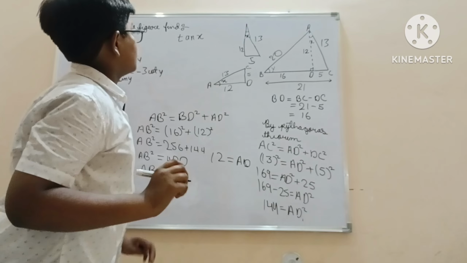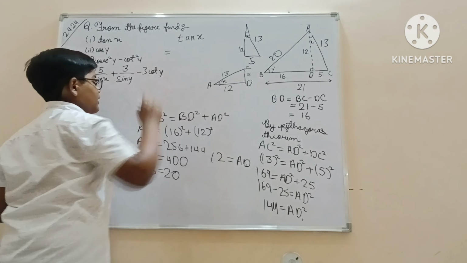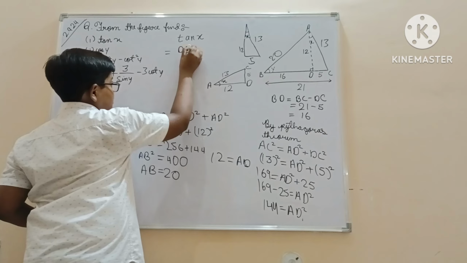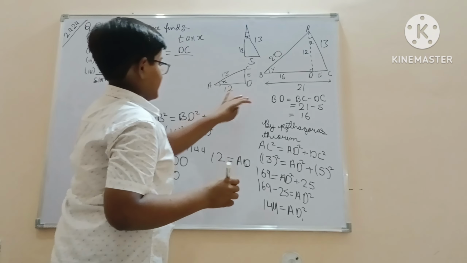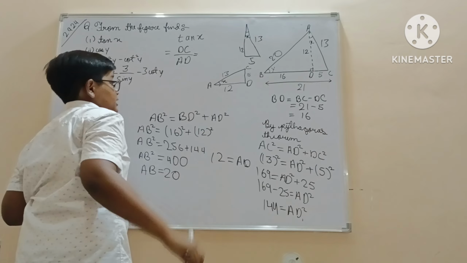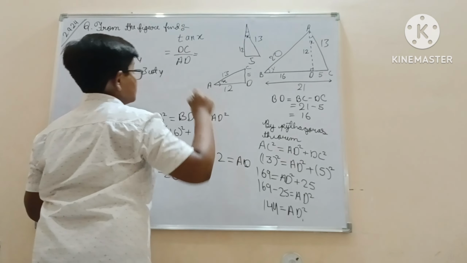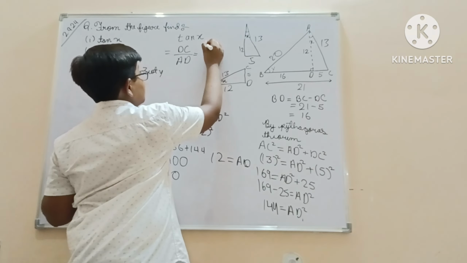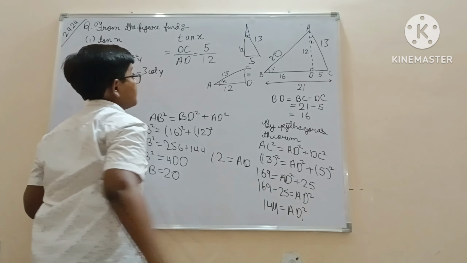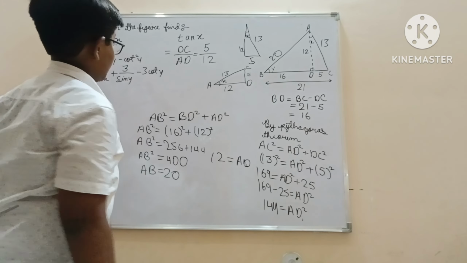Now we will find tan x. So the formula of tan is height divided by hypotenuse. So height of a triangle is DC and base of a triangle is AD. The formula of tan is height divided by base, not height divided by hypotenuse. So DC is 5 divided by AD is 12. So we have got the value of tan x as 5 by 12.